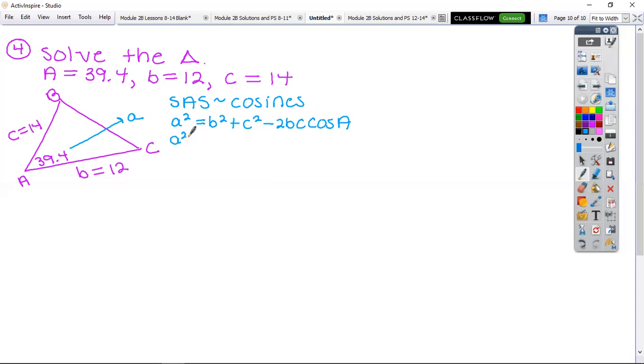So I have A squared equal to 12 squared plus 14 squared minus 2 times 12 times 14 multiplied by the cosine of 39.4. This is the easiest case that you can see with law of cosines, because if you look at the right-hand side, is anything unknown? No. Throw the entire thing in your calculator very carefully, and then you're going to take the square root of this to finish. Again, emphasizing, please be careful with these long calculations.